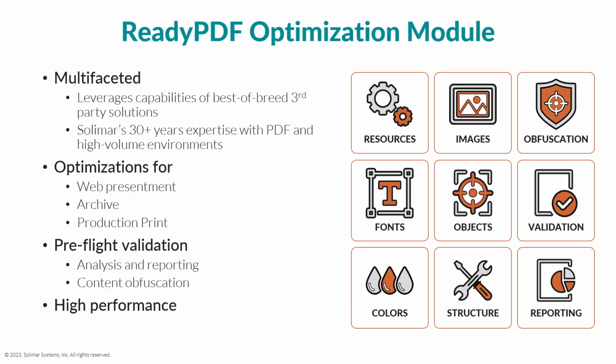ReadyPDF's goal is to optimize PDF files so they process more efficiently for e-delivery, archiving, and production printing. ReadyPDF combines Solimar's expertise with PDF along with several other PDF optimization technologies enhanced with Solimar's customizations under one solution. This provides a high degree of functionality and robustness in several areas related to PDF optimization. The solution is ideal for high-volume environments and complex applications where applying the logic of multiple optimizers in one pass can make a profound difference on the end results related to file size, performance, and quality.